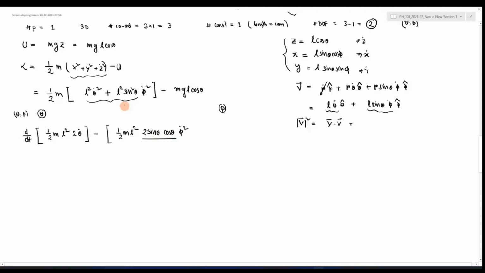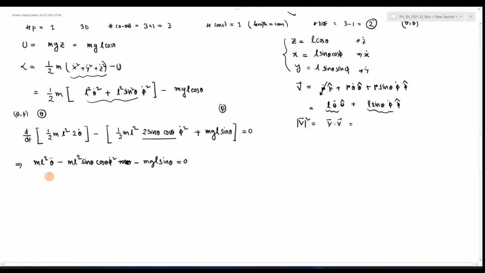This is very simple. The derivative of sin square theta gives us 2 sin theta cos theta, minus m g l times the derivative of cos theta, which will give us minus sin theta. So this will give us 0. The first equation is simple. We got it: m L square theta double dot minus m L square sin theta cos theta phi dot square plus m g l sin theta equal to 0.